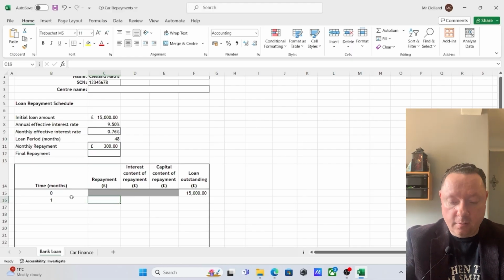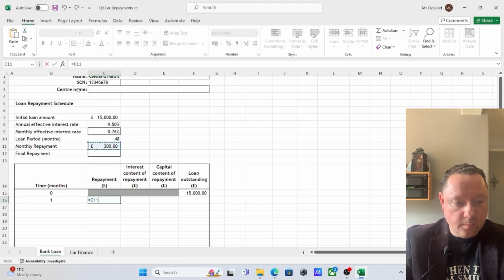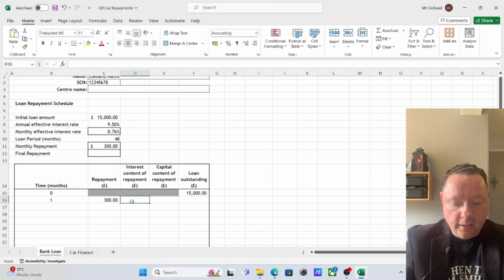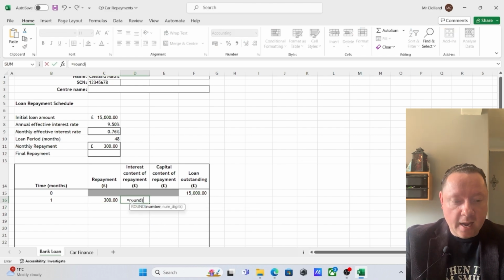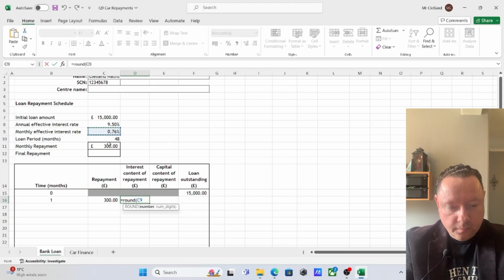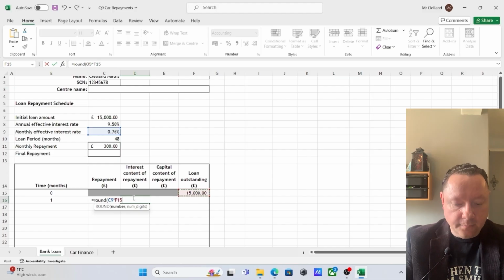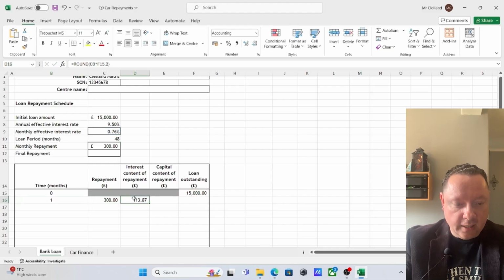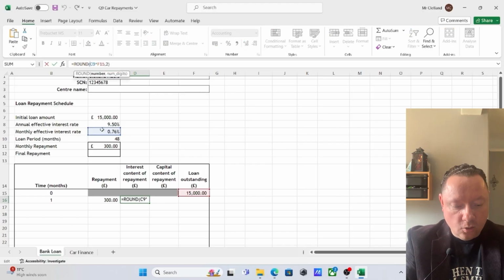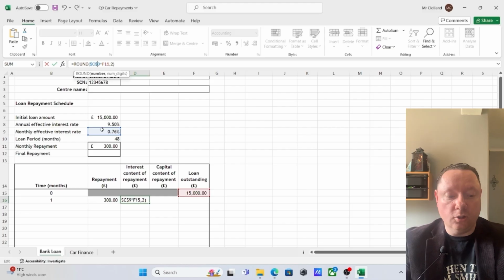Okay, so our repayment equals our monthly repayment, but we need dollars around that because it's outside the table. So $C$11. Our interest, well, we need to round because it's 2 decimal places for money. And it's going to be our monthly effective interest rate times the loan outstanding. Now, we want that to 2 decimal places, but don't forget anything outside the table should have dollars in it. So $C$9. Make sure you double check. Inside the table, no dollars.